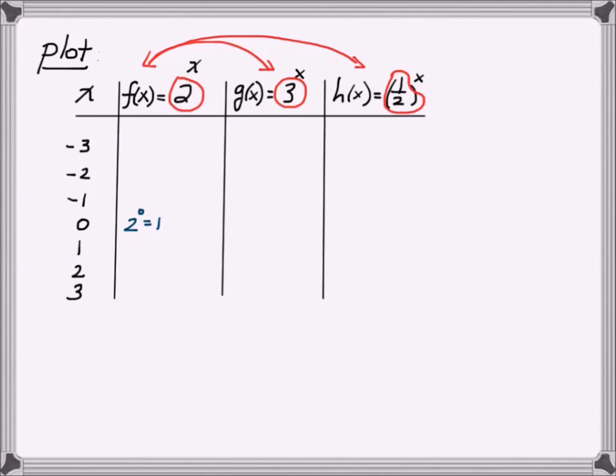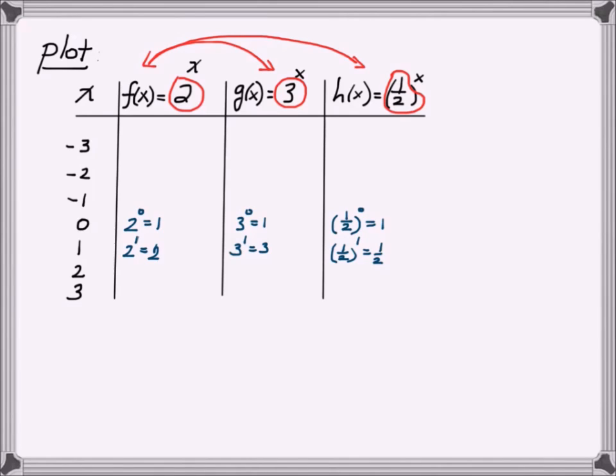And same thing for g, 3 raised to the 0th power is going to be 1, as well as 1/2 raised to the 0th power is also going to be equal to 1. When x is equal to 1, for example, then my f function is going to have 2 to the first power, and that's equal to 2. My g function is going to be 3 raised to the first, and that's 3. And my h function is going to be 1/2 raised to the first, and that is equal to 1/2.